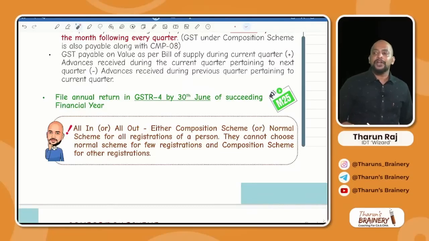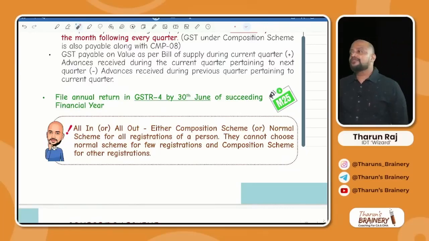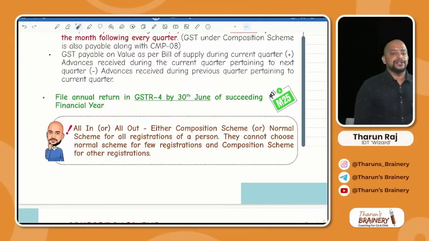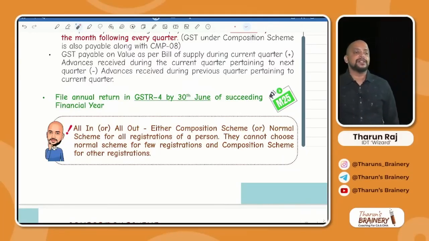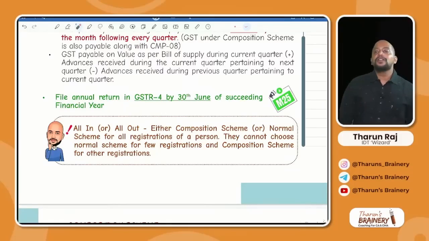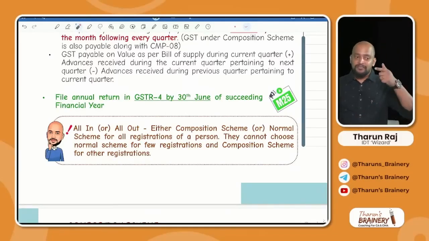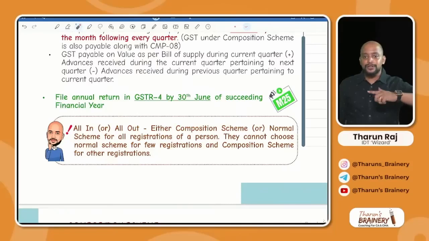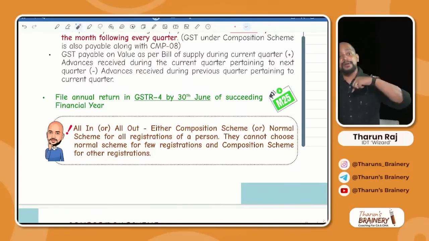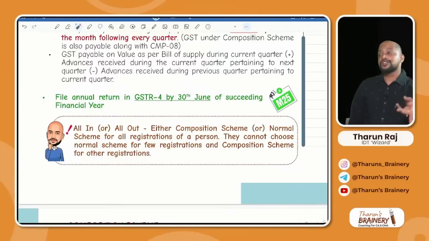Then next point, all in or all out. What does it mean? For example, I have 4 registrations. For 4 registrations, 2 registrations composition scheme, 2 registrations normal scheme. Is it possible? No. All the registrations should be into composition scheme or all the registrations into normal scheme. So I cannot do mix and match. Also remember, if I want to be in composition scheme, all the registrations should be under 10.1 or all the registrations should be under 10.2a, but not both. So this is also applicable.